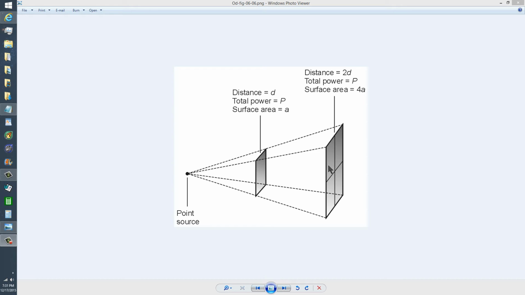If you double the distance to a particular surface area like this, with light striking perpendicular to it, you double the distance, you cut the power that it gets by a factor of 2 squared, or 4. The power is equal to 1/4, or the inverse of the square of the distance. And that's how that works.